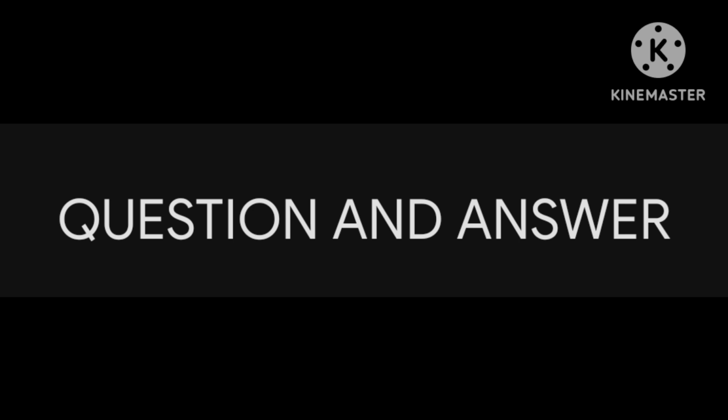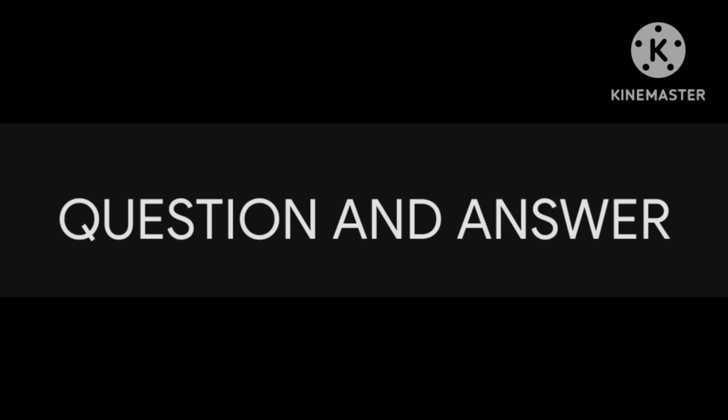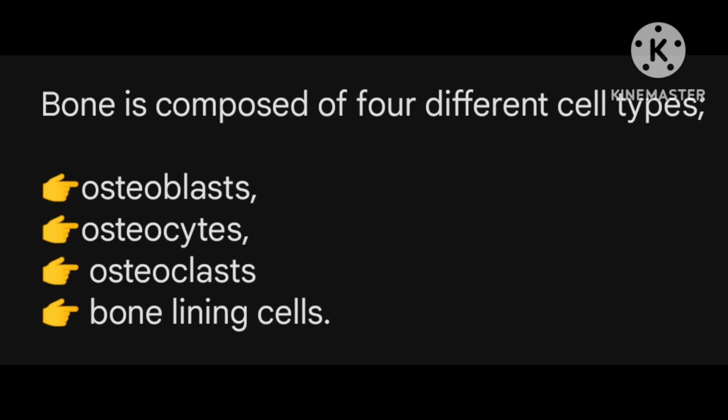Next question, leukemia is characterized by dash. It is characterized by rapid production of abnormal white blood cells. Next question, different types of bone cells are osteoblasts, osteocytes, osteoclasts and bone lining cells.